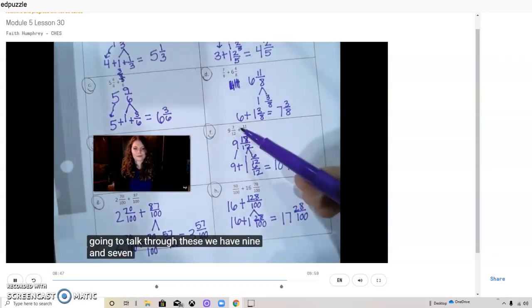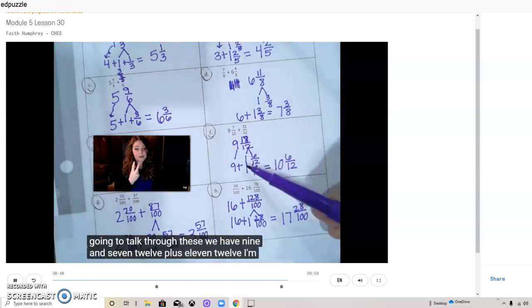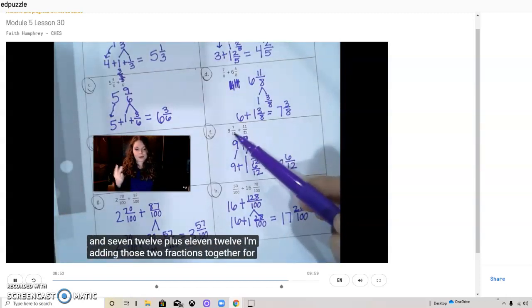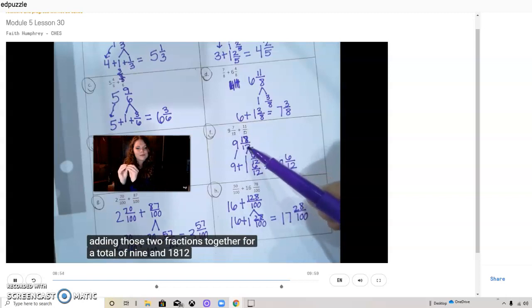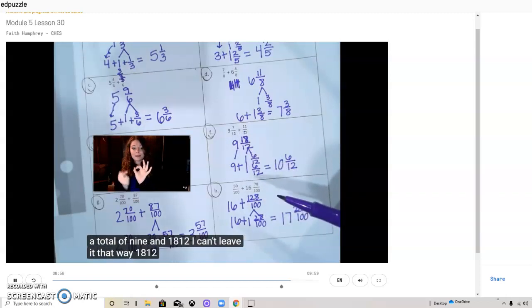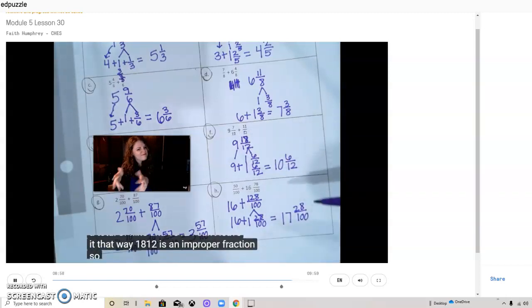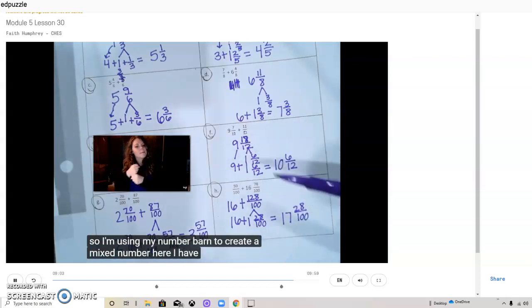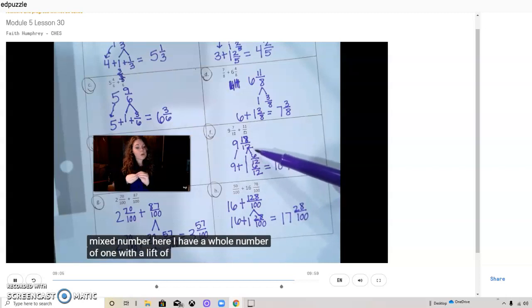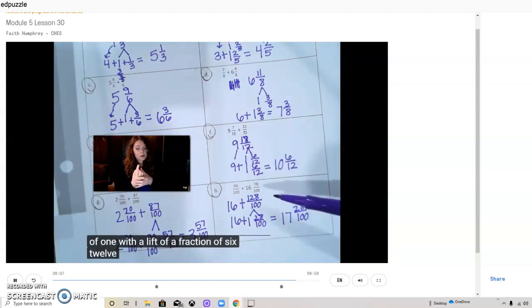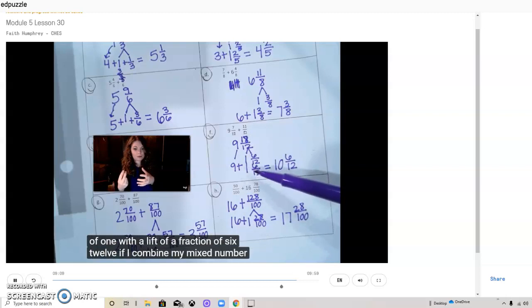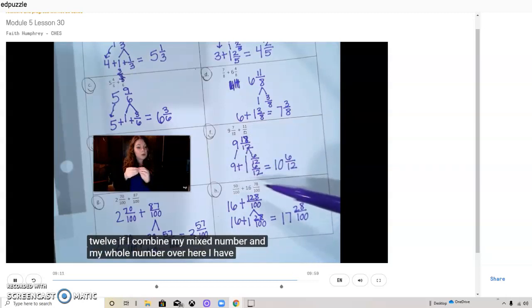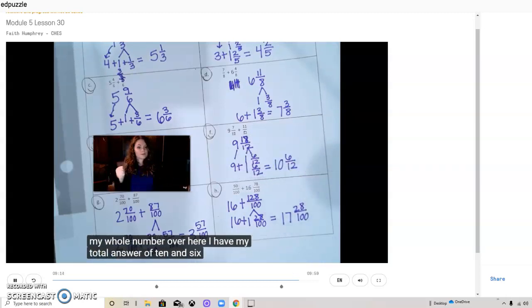We have 9 and 7/12 plus 11/12. I'm adding those two fractions together for a total of 9 and 18/12. I can't leave it that way. 18/12 is an improper fraction, so I'm using my number bond to create a mixed number here. I have my whole number of 1 with a leftover fraction of 6/12. If I combine my mixed number and my whole number over here, I have my total answer of 10 and 6/12.